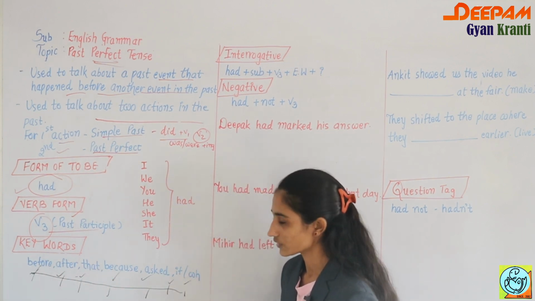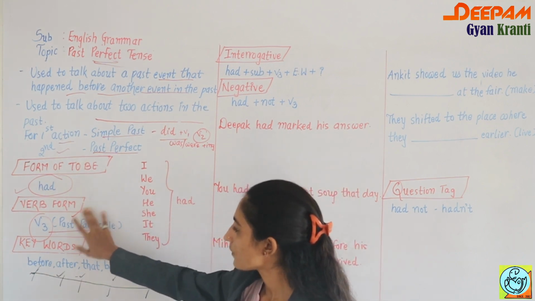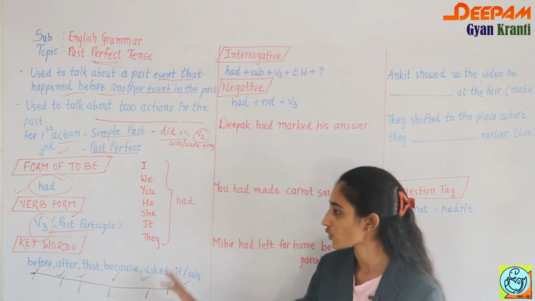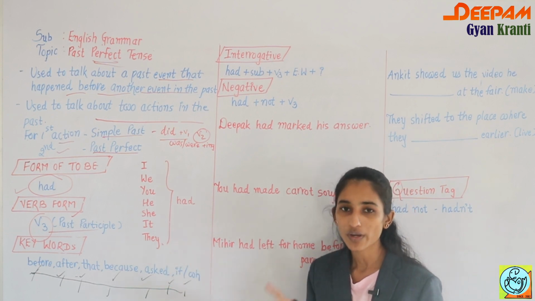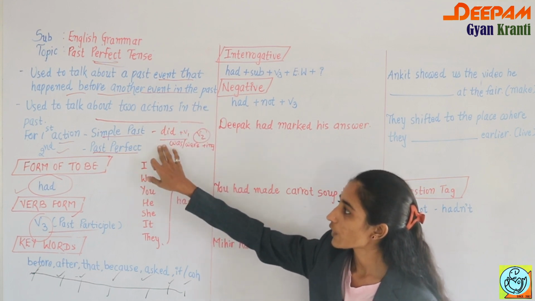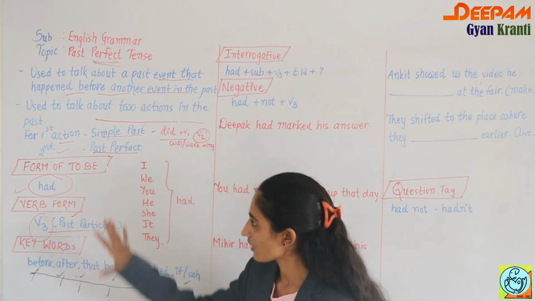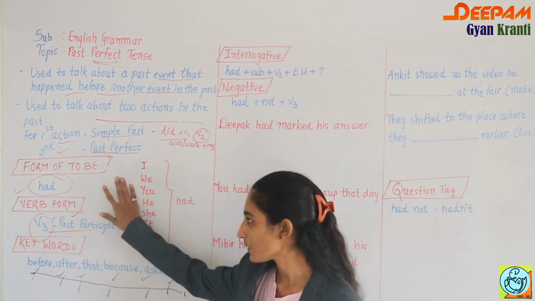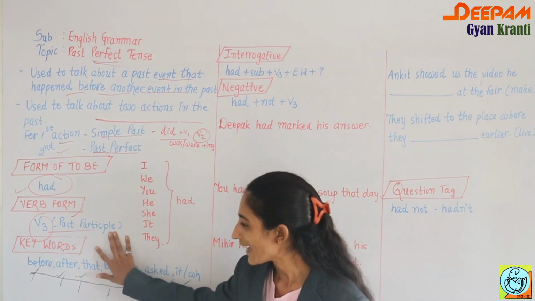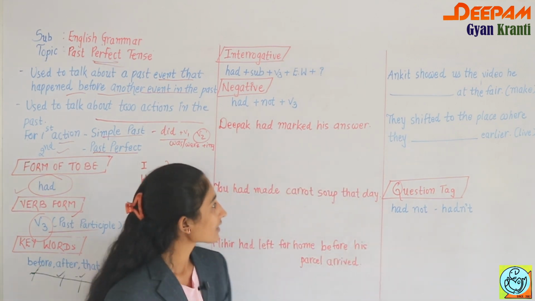So these are the keywords. Form of to be, that is had, and verb form, where you have to use V3, that means the past participle of the verb. So you have to remember this. Both the actions show the past tense: for the first action, simple past, and for the second one, past perfect. But there is no need to remember all that, you just have to remember this: form of to be, that is had, verb form V3, that is the past participle of the verb, and keywords. So before, after, that, because, asked, if and whether. So these are the keywords.